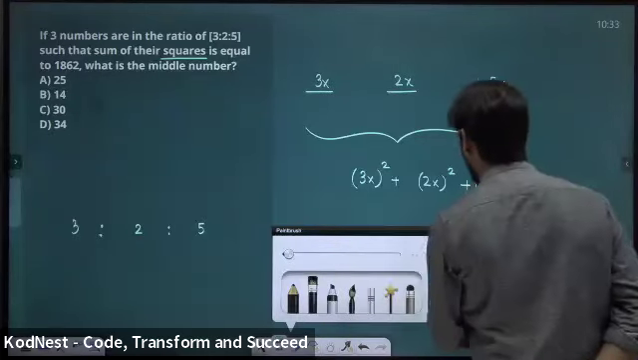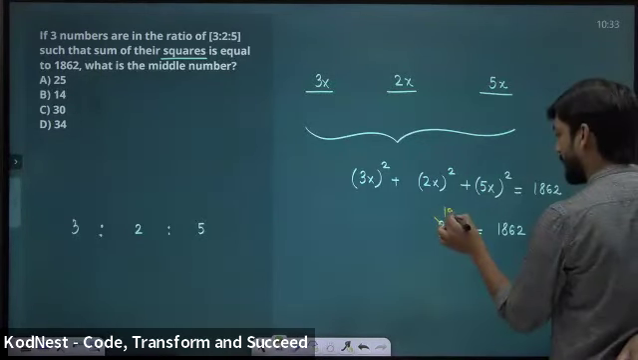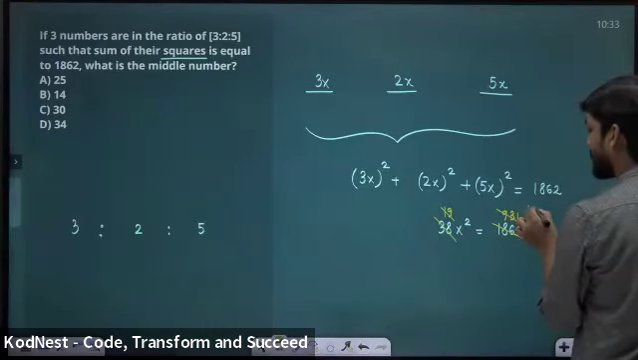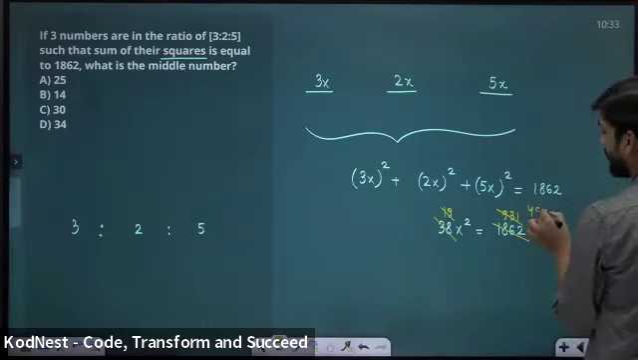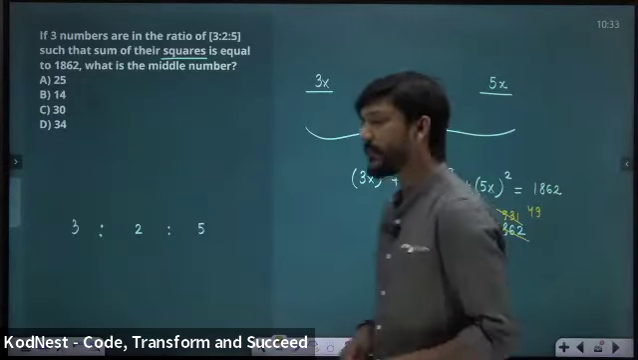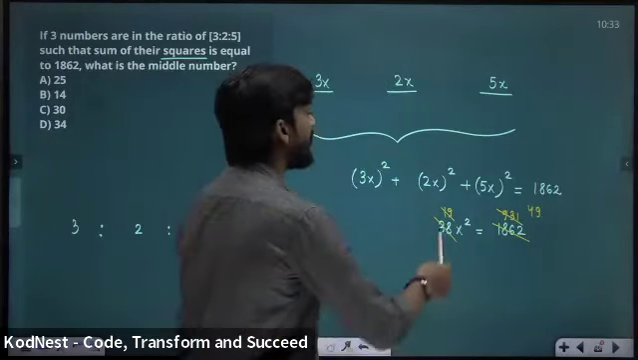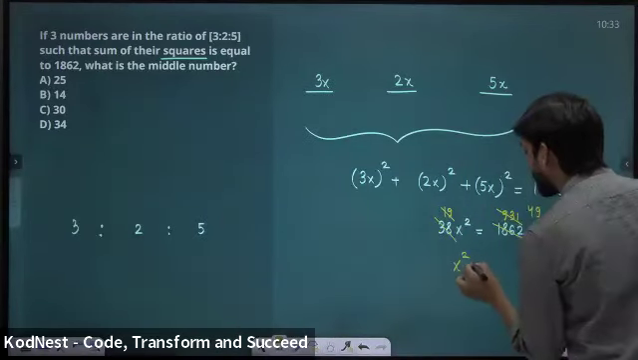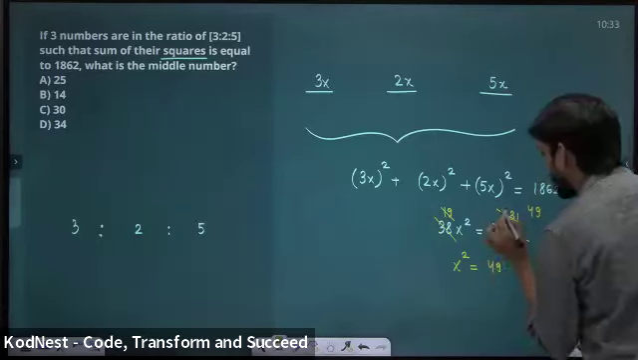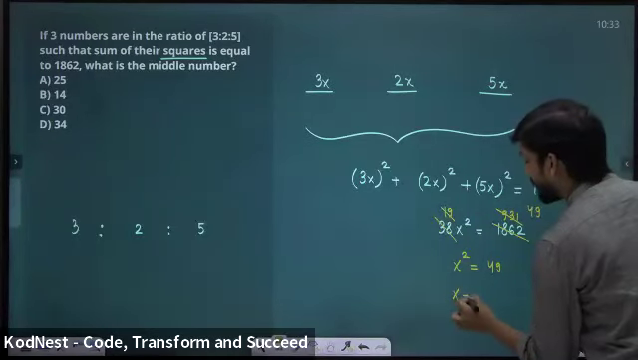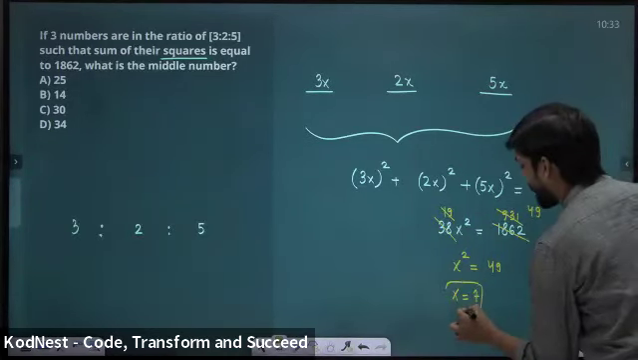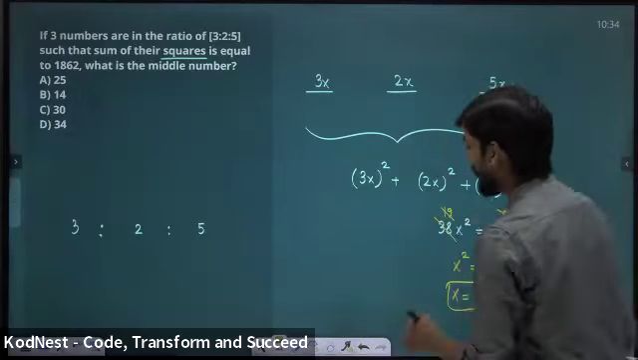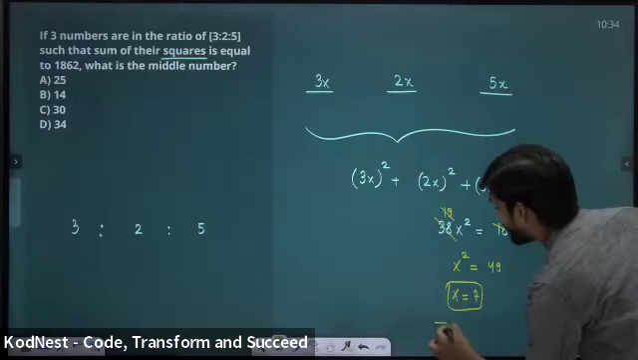Please solve this. 2 into 9, 2 into 9, 3 and 1. 19 into 4, 76, 19 into 9, 171. So x square, I'm getting as 49. So x square 49. Okay. So x equal to 7. If x equal to 7, put the values, the middle number will come out as 14.